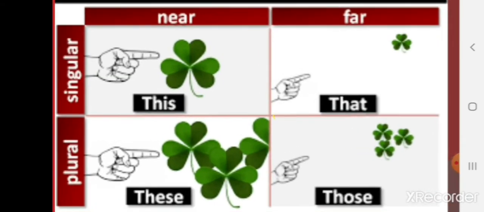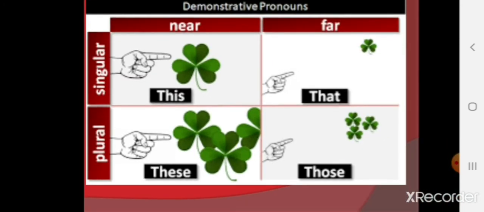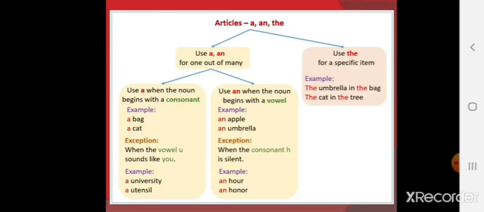As you know, this, that, these and those are demonstrative pronouns. This and that are used for the singular, and these and those are used for the plural. These are called demonstrative pronouns. Now we have done articles also.